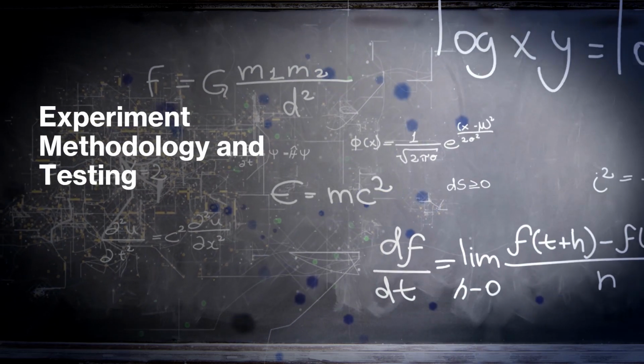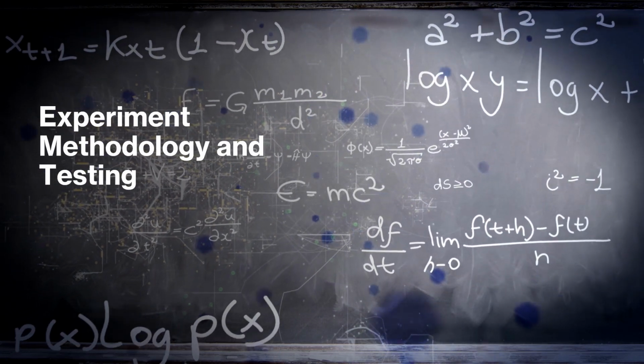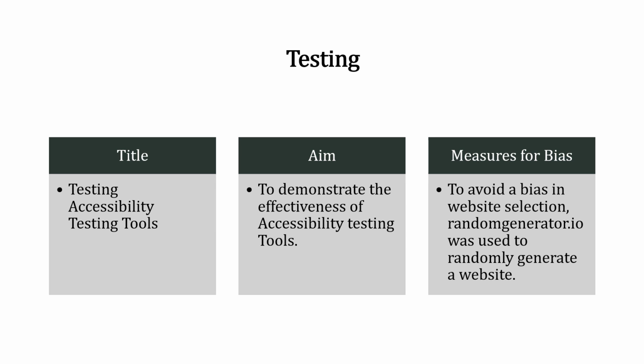Now, the experiment methodology and testing for them. The testing. Now, we're testing accessibility testing tools. The aim of this experiment is to demonstrate the effectiveness of accessibility testing tools against a metric or some sort of scale or something of that sort. We took measures in case of bias, which is to randomly generate the website selection. So we'll be using those websites for both tools, which is randomly generated by randomgenerator.io.